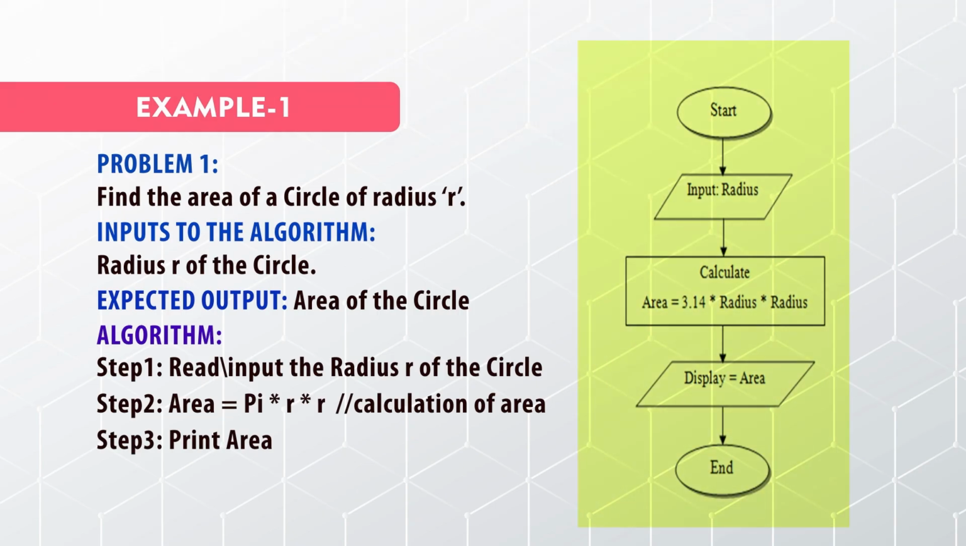Now, looking at the flowchart, we start, we need the input, that is the radius, and we calculate the area. That calculation turns out to be pi, that is 3.14, into radius, and we display the output as the area, and the problem is solved. This type of problem is very sequential, that means each stage has a particular solution. There is no looping, there are no conditions, and the states change in sequence.